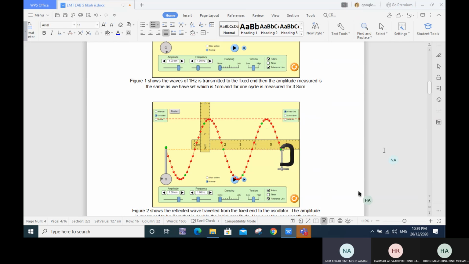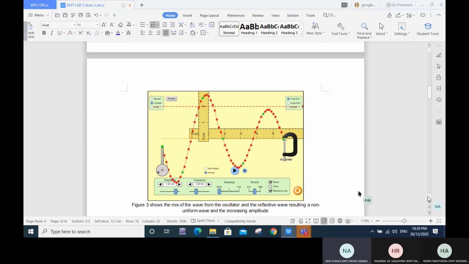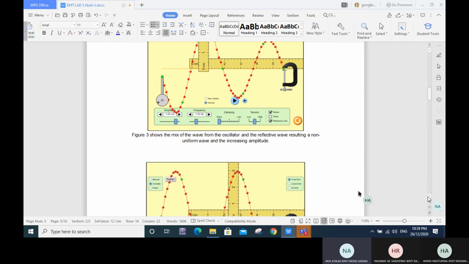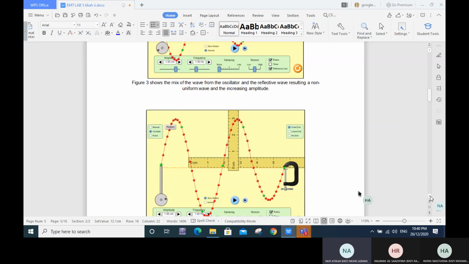Next, we keep the simulation ongoing to see how the fixed end affects the wave transmitted and the wave reflected, and it shows the wave grows bigger in its amplitude as they go through and through the oscillator and the fixed end, while keeping the length of the cycle the same.